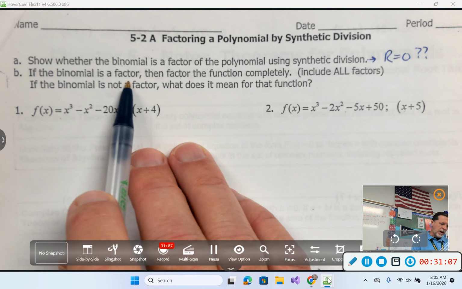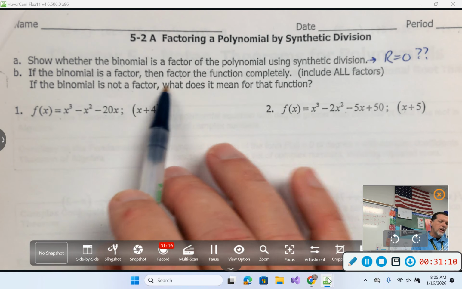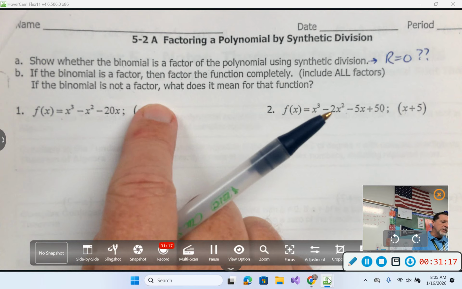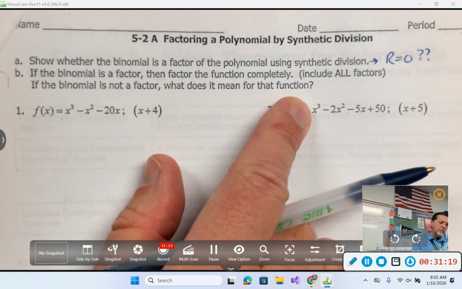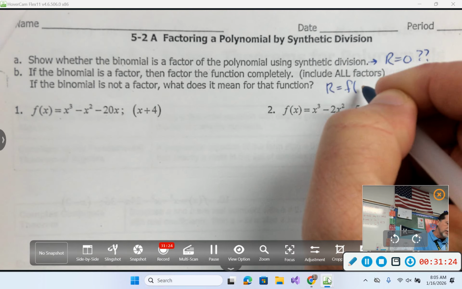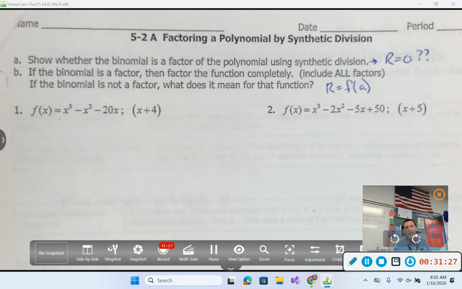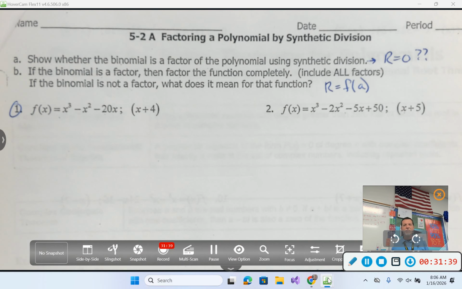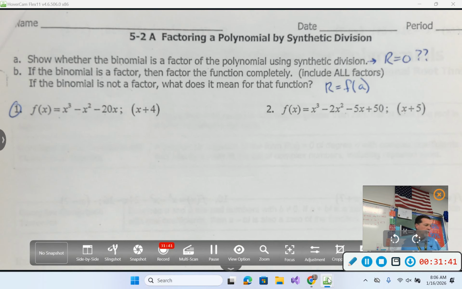If the binomial is a factor, meaning if R equals 0, then factor it completely. So keep factoring. That's what we just finished doing. If the binomial is not a factor, what does that mean for the function? Well, it means the remainder is equal to f of whatever a was. That's worded kind of weird. So let's do 1 and 3, because one of these will work and one of these will not. So we'll see what to do for part B.